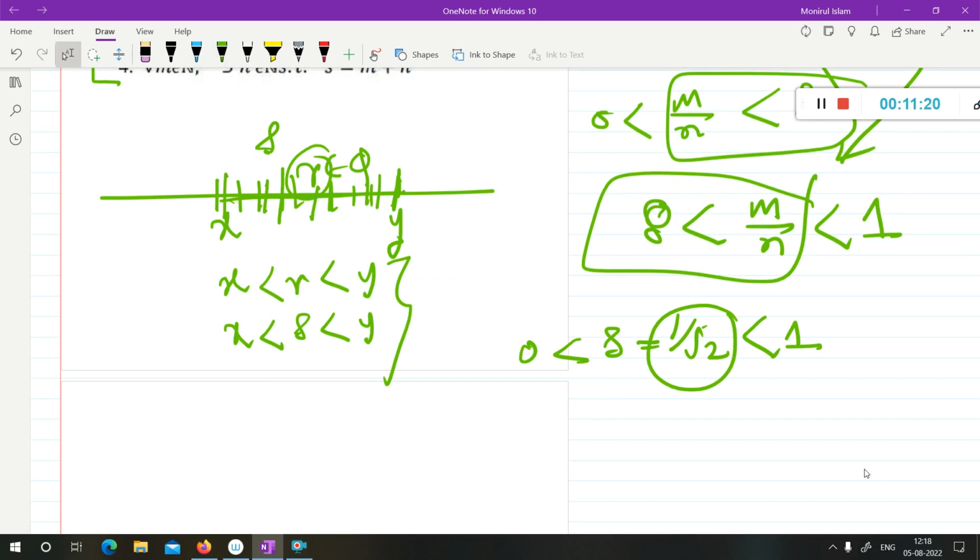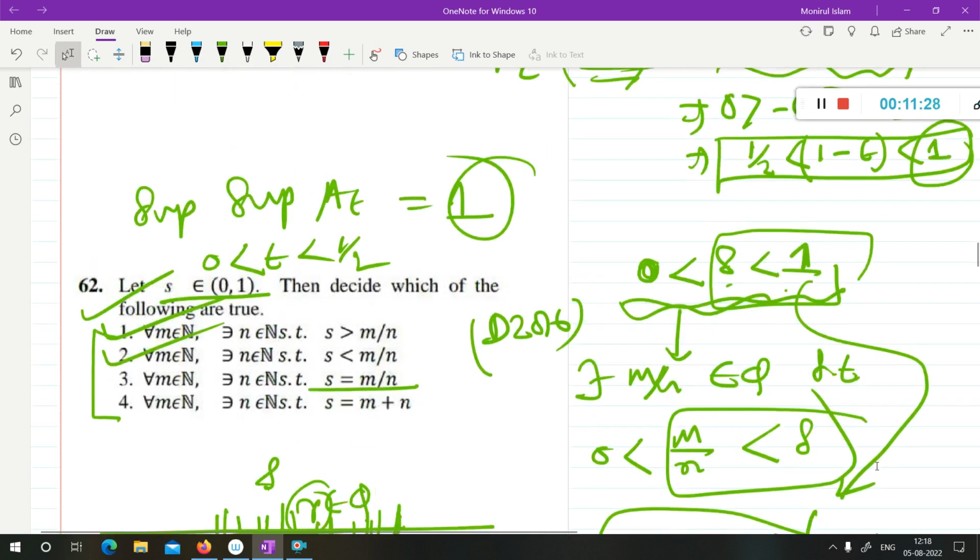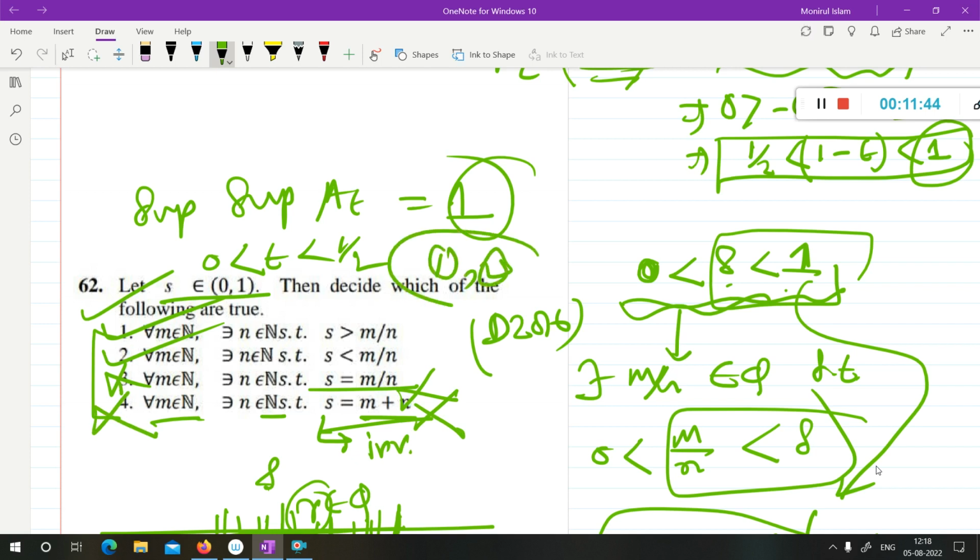But this number is rational, this is not rational, this is irrational. So you cannot write it like this in the form m by n. So this one is incorrect. If you write s equal to m plus n, this m is an integer, natural number, n is a natural number, so s becomes a rational number. But where is it mentioned that s is a rational number? s may be irrational also, then it is not equal. Okay, so it is incorrect. So in this question, the correct option will be 1, 2.